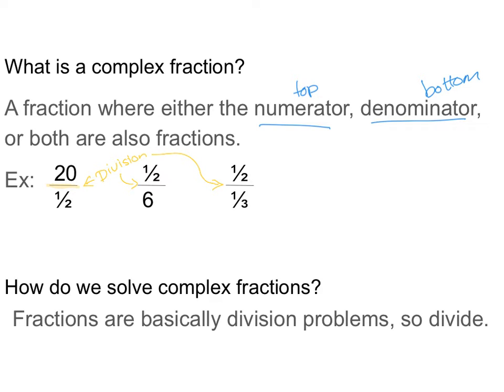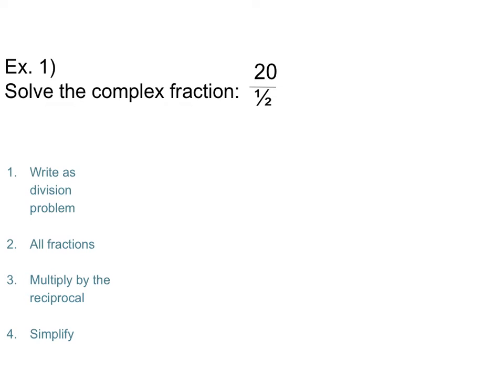So how do we solve complex fractions? Well, it's just a division problem, so we're just going to divide. Let's look and see how we're going to do that. Let's solve this first example. The first thing you need to do is write it as a division problem. So I have 20. This means divide, so we're going to write a division symbol, by 1/2. So it's 20 divided by 1/2.